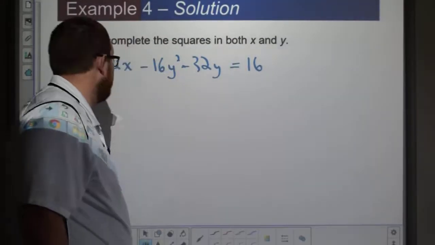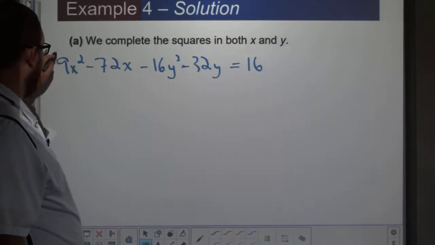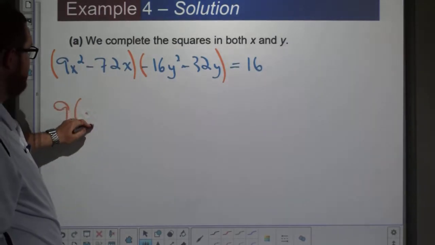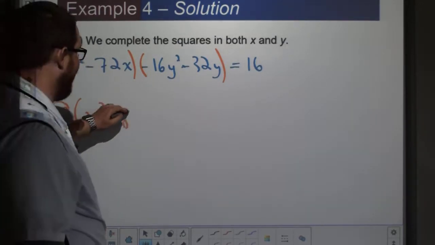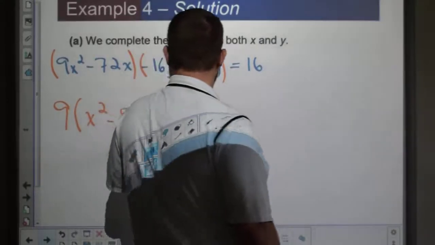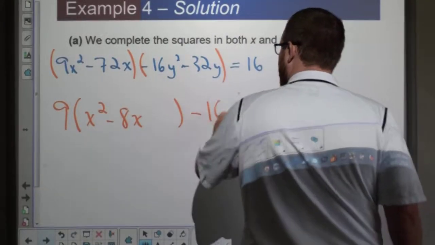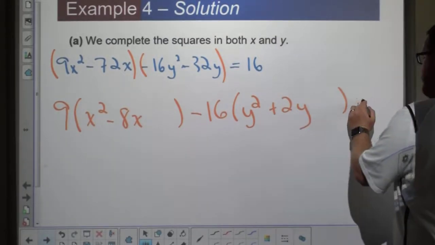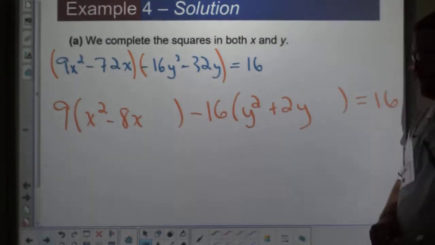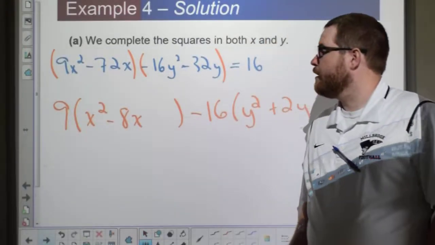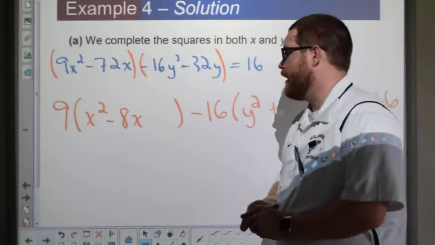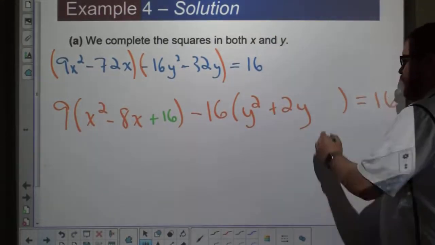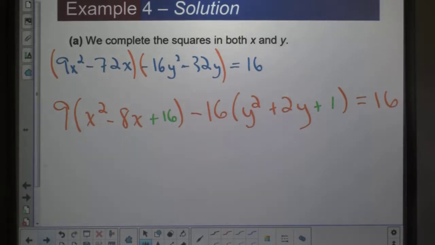So let's set this up for completing the square. If I group these two, and I'm going to group these two, I'm going to pull a 9 out of this thing. That leaves me an x squared minus an 8x blank. Pull the negative 16 out of this. It's going to leave me a positive y squared, a positive 2y blank, and a 16. So let's complete the square. Take half of it and square it. That'll give me a positive 16. Take half of it and square it. That'll give me a positive 1.